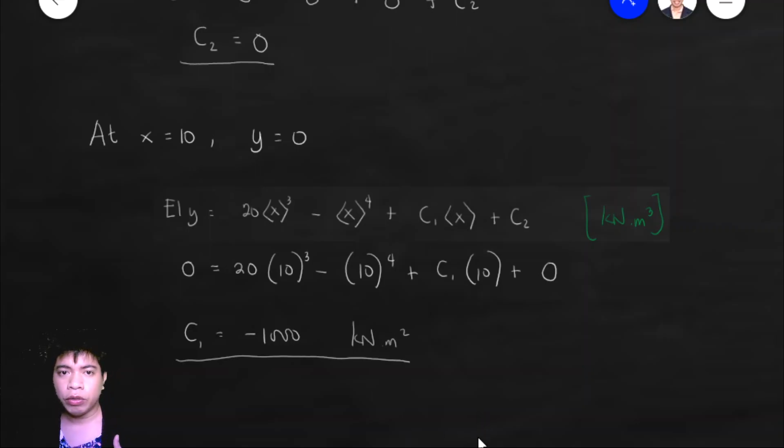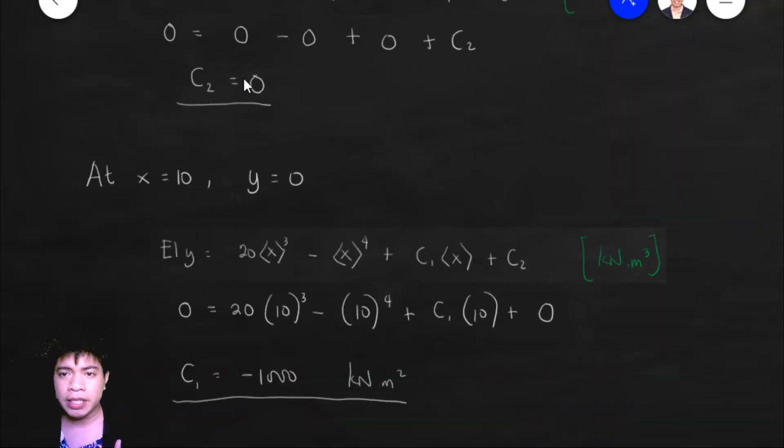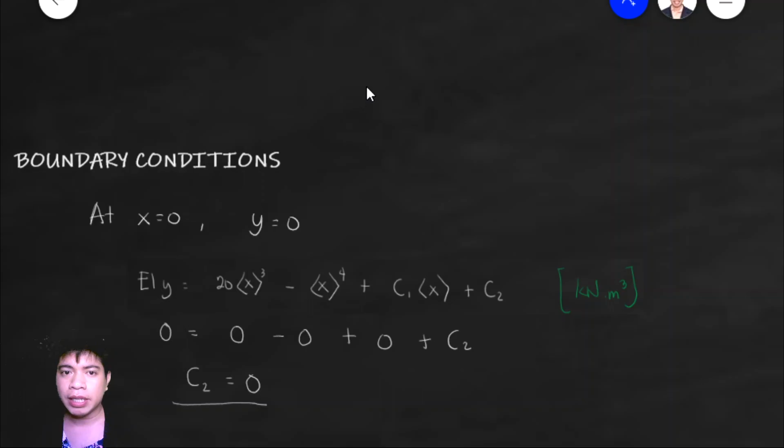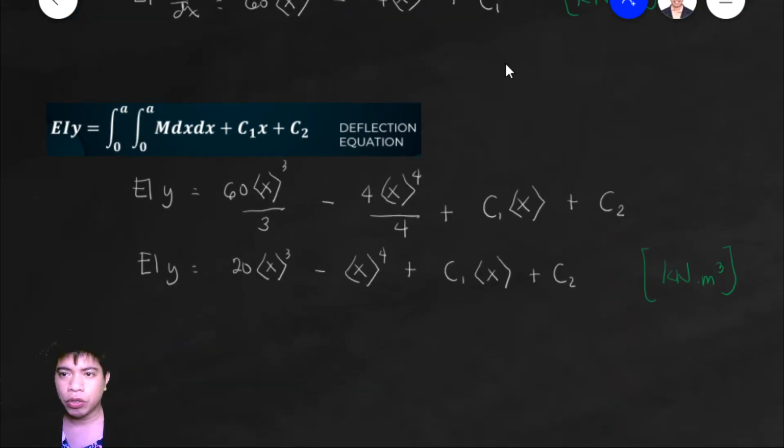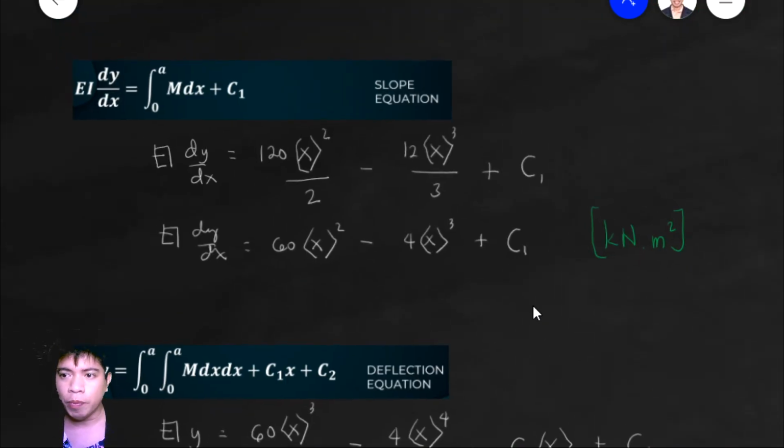So, ayun guys. Nasolve na natin guys si C1 at saka si C2. So, C1 nga is negative 1,000 and C2 nga is equals to 0. So, ang gagawin natin ay babalikan natin yung ating mga equations kanina, yung sa slope equation at saka deflection equation, para makompleto natin nga yung ating equations na yon. Okay? So, punta tayo sa taas guys. So, ito yung ating slope equation. Kompletohin natin yung ating slope equation.